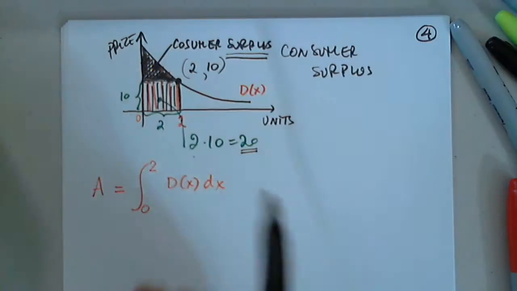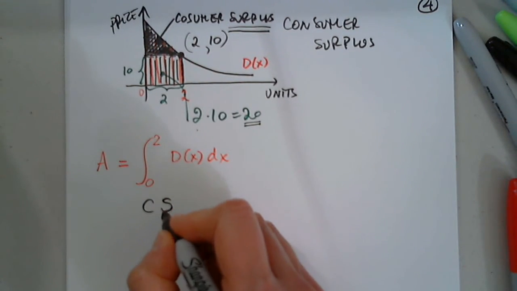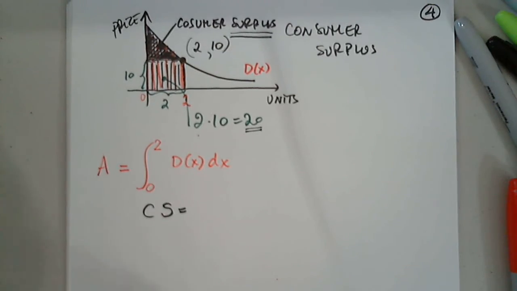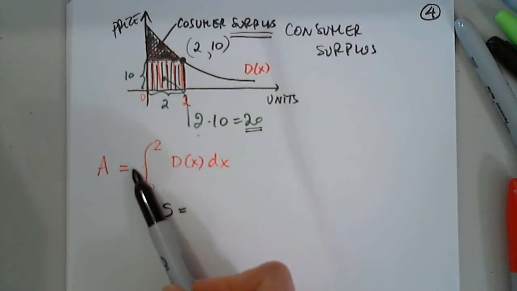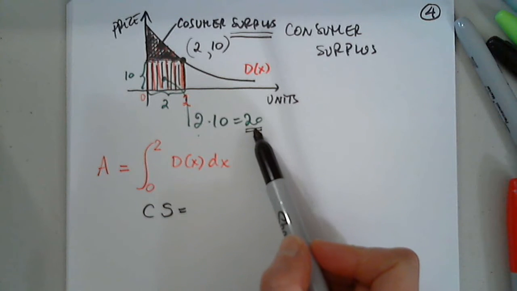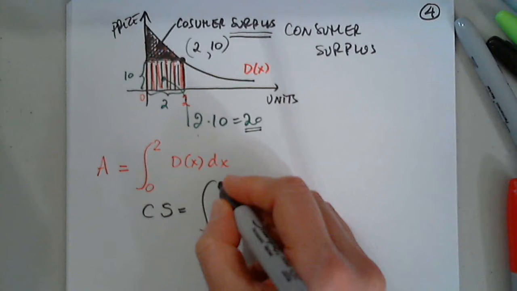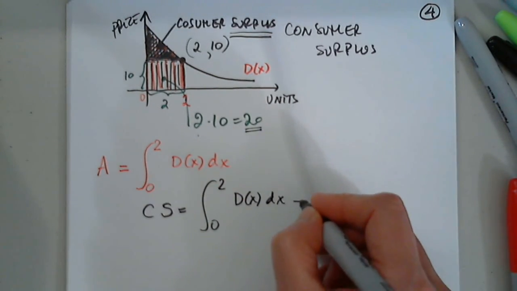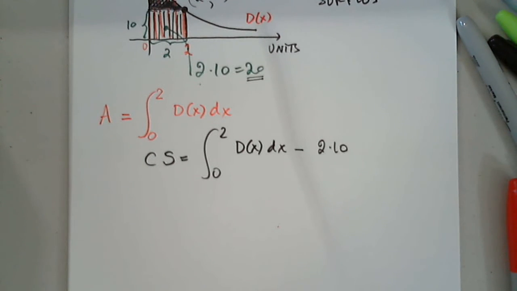But how do I determine this? Can anyone tell us what the formula should be for the consumer surplus? Remember, the area in red is this. The area in green is this. How should I write the consumer surplus based on what you see? You do the area minus 20. Excellent. The integral from 0 to 2 of d of x dx minus 2 times 10. That's it. Great job.